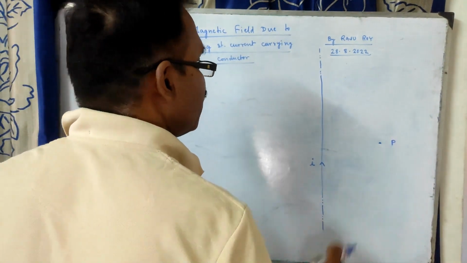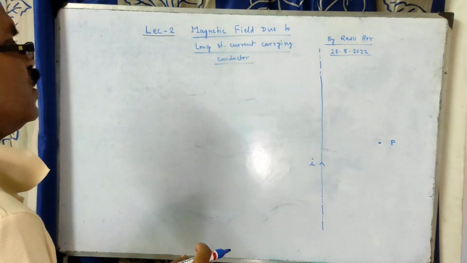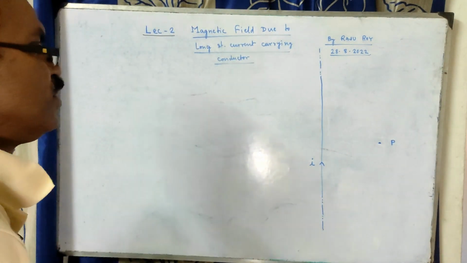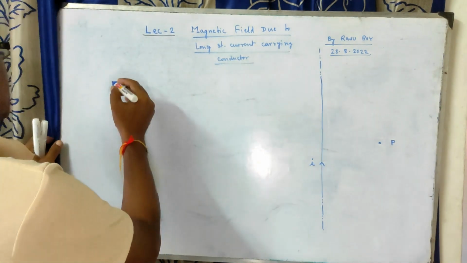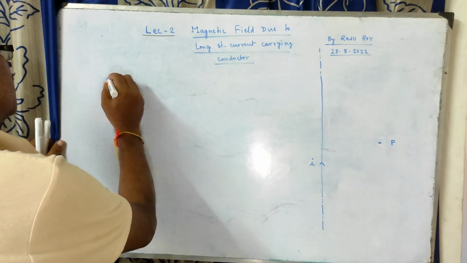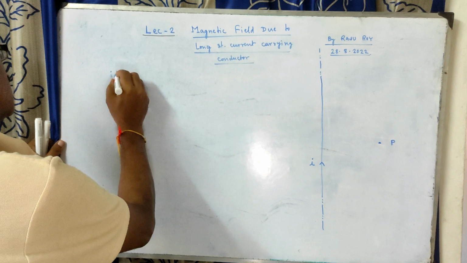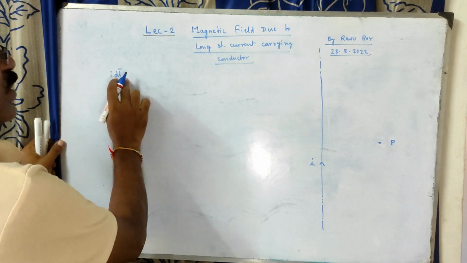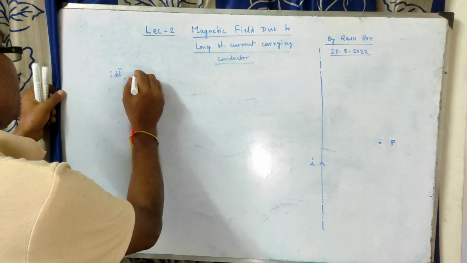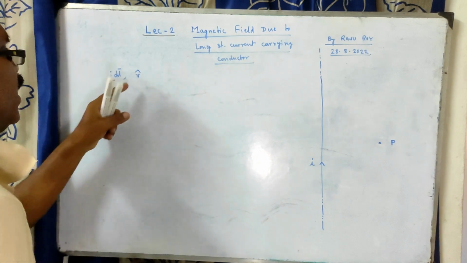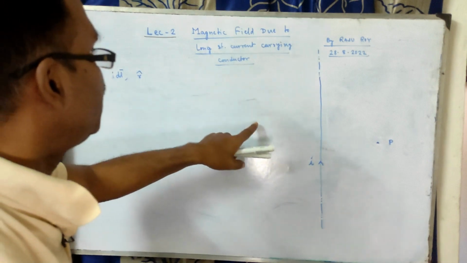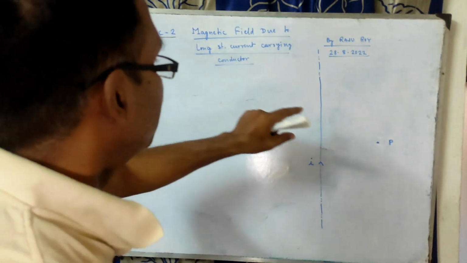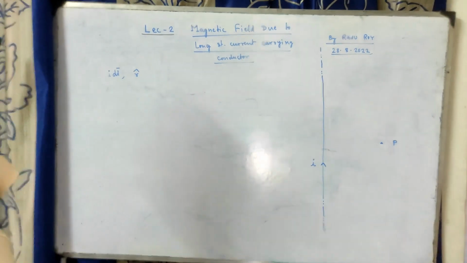As I told you, whenever we want to find out B due to a current carrying conductor, I have to use the Biot-Savart law. In the Biot-Savart law, we have Idl cross r cap. Idl is one vector which is along I, in the direction of the current, and this is the unit vector r cap. This unit vector will be from the source to the point where I want to find the magnetic field.